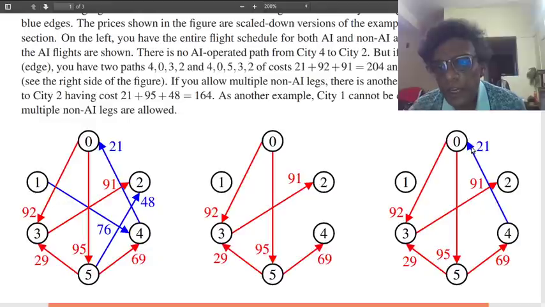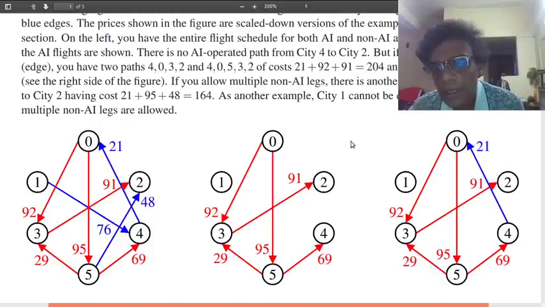So in the second part, you are allowed to use only one non-AI leg in order to connect pairs of cities, provided that these cities are not already connected by Air India. So this is your part 2. One possible way of solving this problem is, one by one, pick one blue edge from here, as I have done here. I have picked this edge, 4 to 0, costing 21. And once again run an APSP on this.